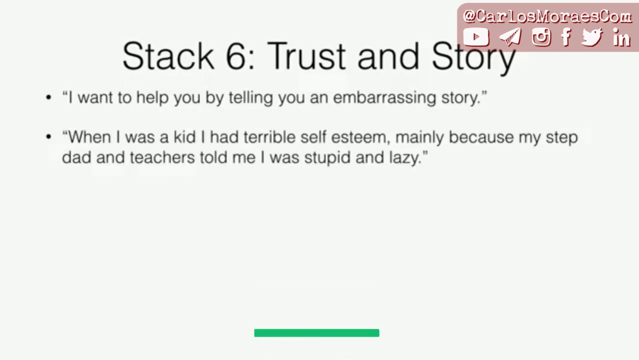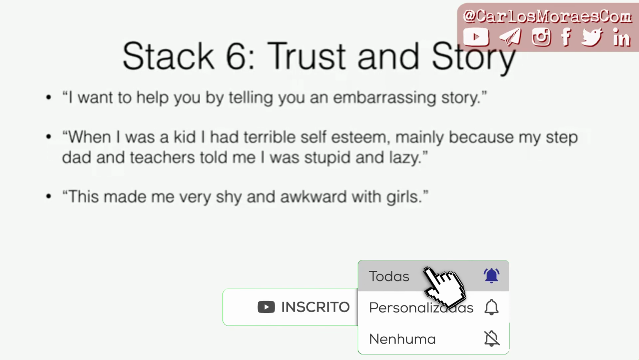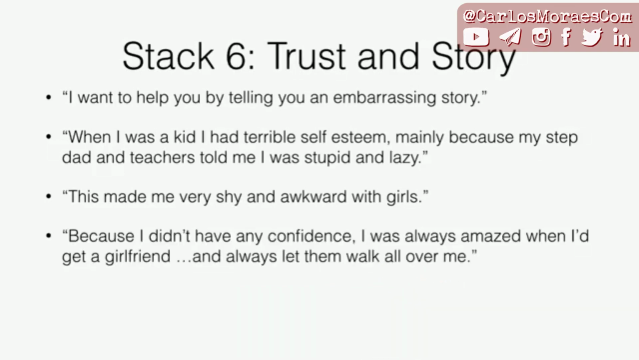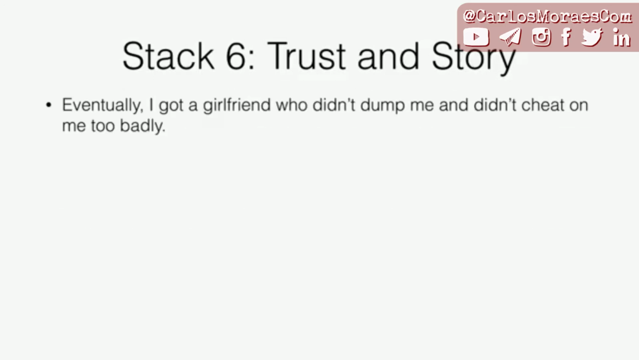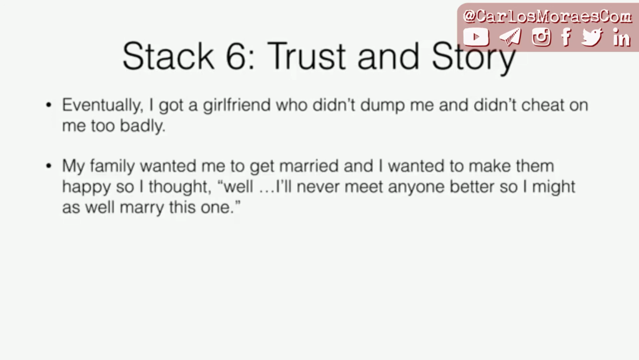So when I was a kid, I had terrible self-esteem, mainly because my stepdad and teachers told me I was stupid and lazy, and because of this, it made me really shy and awkward with girls. And because I didn't have any confidence, I was always amazed when I would get a girlfriend, and because of that, I'd let them walk all over me. I was worse than the guys in the movies who get dumped and cheated on. I made those guys look like Brad Pitt. Eventually, I got a girlfriend who didn't dump me and didn't cheat on me, and my family wanted me to get married, and I wanted to make them happy, so I thought, well, I'll never meet anyone better, so I might as well marry this one.